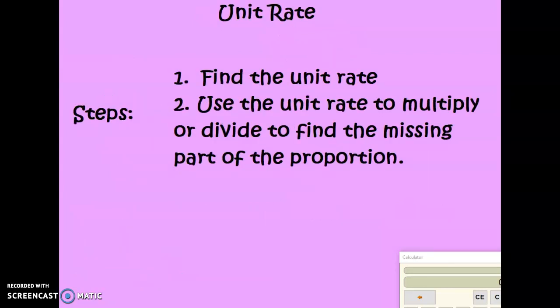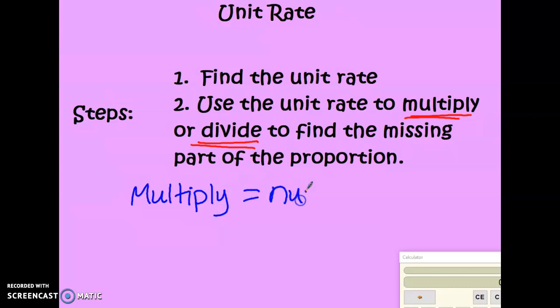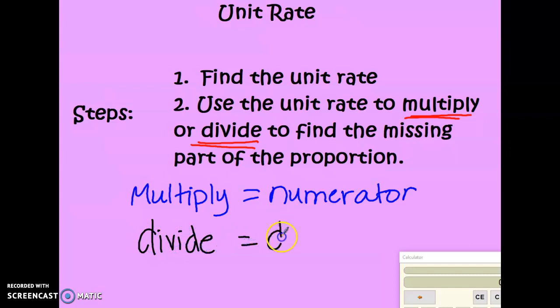All right, so using unit rates, first we're going to find the unit rate. Then we use that unit rate to either multiply or divide, depending on what we're missing. So let's talk about when we're going to multiply. I'm going to multiply when I'm looking for my numerator. Okay, I'm going to divide when I'm looking for my denominator.